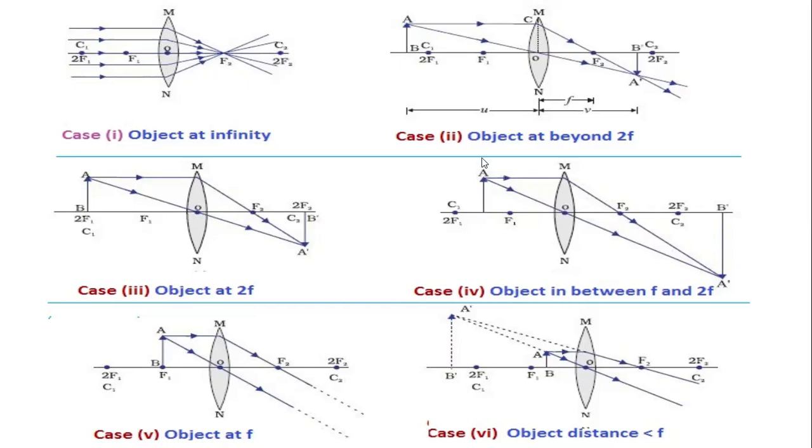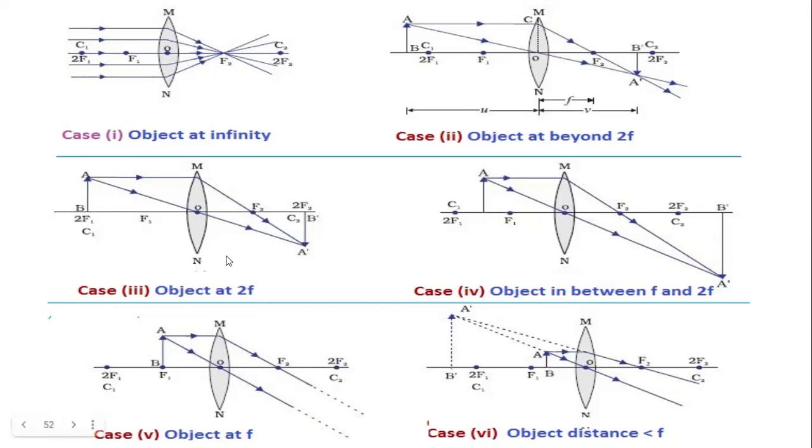Number two, in the second case, when object is placed beyond the center of curvature point, or beyond the 2f, you can see the image is forming on the opposite side, on the other side of the lens, between the focal point and the center of curvature.